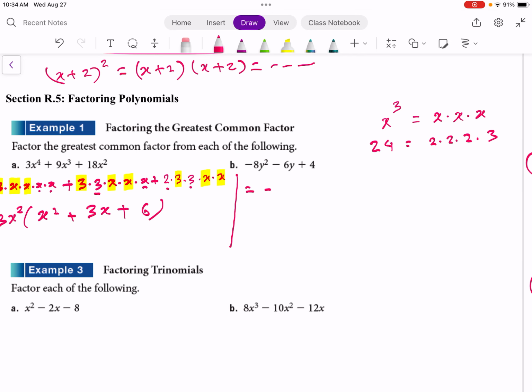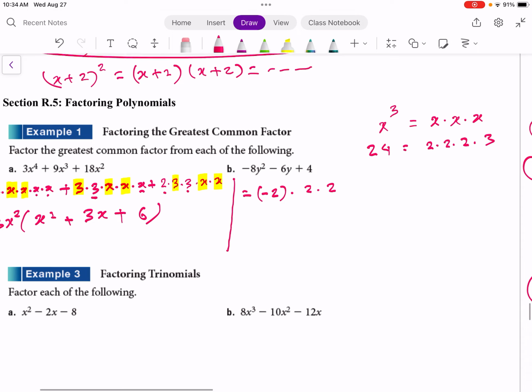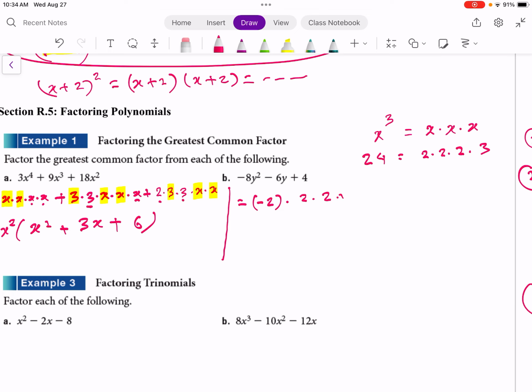-8 is -2 times, you can just do +2 times +2, right? Or you can do -2 times -2 times -2, still the same. And y square is y times y. Now we have -6y. And how can we rewrite -6y in a factor form? -6y is -2 times 3 times y.